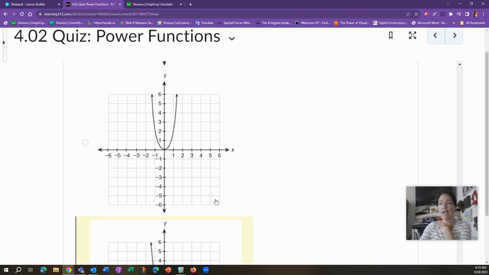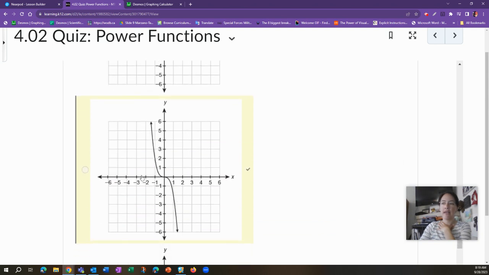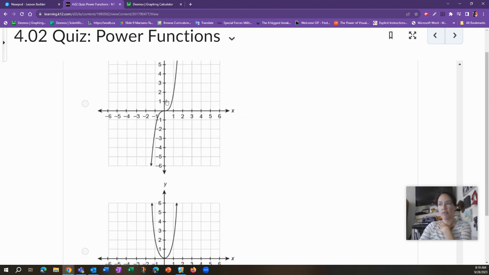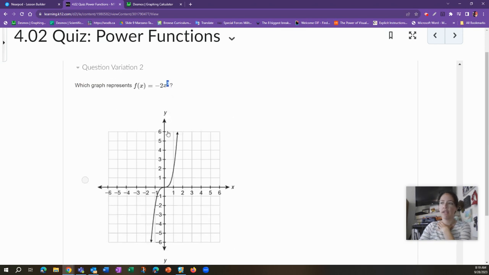Positive number. How do I know this is negative? Well, if as x is getting negative, y is getting positive, then there's got to be a negative to make the y, the output values, the f of x positive. See how these are negatives and negatives, though they match, it's an even degree. Positive and positive, the x is positive, the y's are positive. This is a positive coefficient.